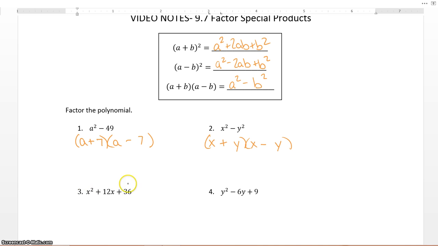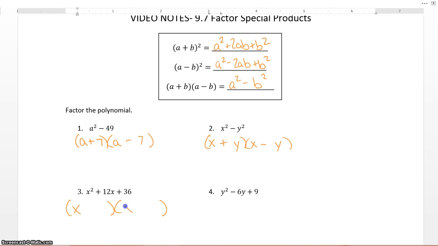When you get to a trinomial, look at the first term. It is a perfect square. Look at the last term. If it also is a perfect square, then you should check to see if maybe you are dealing with one of these top two special products up here. So, how you would know that is the square root of x squared is x. The square root of 36 is 6. So together that's 6x. If the middle term is that doubled, then you are dealing with one of these special products. And in this case it is.